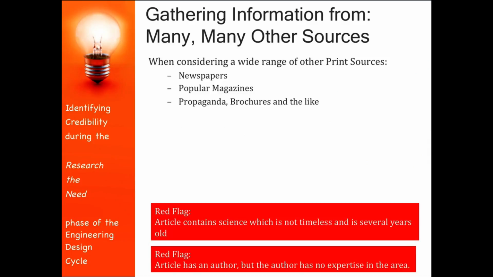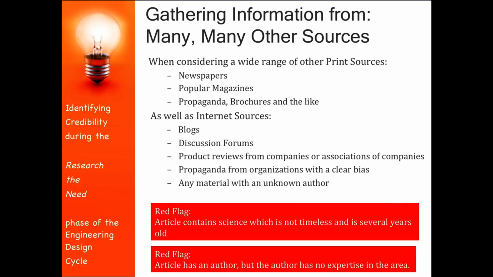Let's move away now from information provided by companies to that information provided by an incredibly broad and often confusing range of sources on the internet and in paper form for general society use and reading. These can include print sources such as newspapers, magazines, brochures, and so on and so forth, or internet sources such as blogs, discussion forums, product reviews, propaganda, and on and on and on.